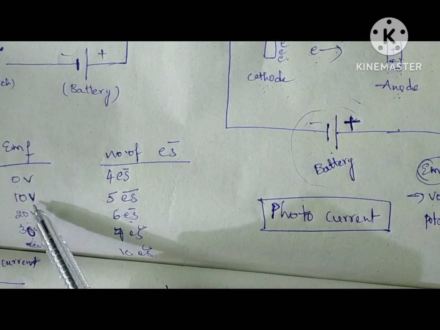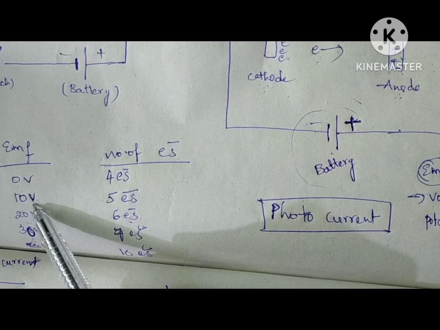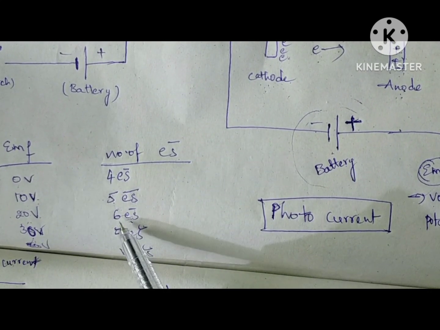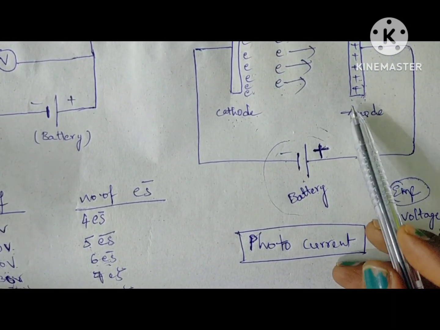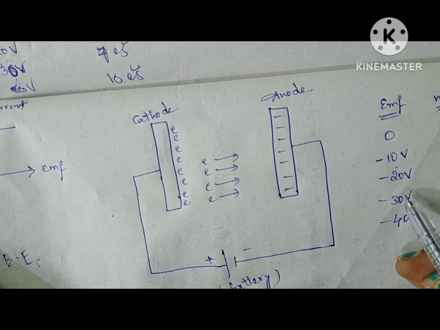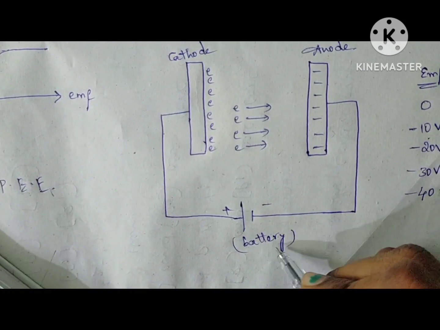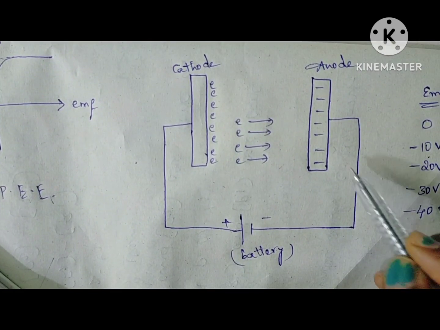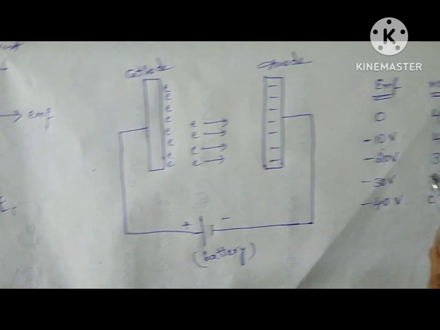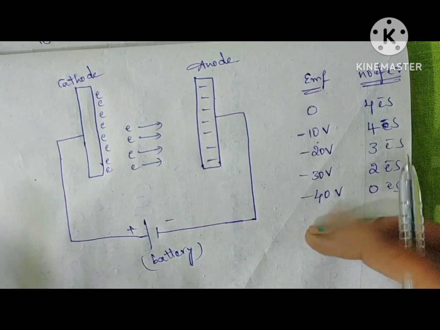See, if we increase the voltage, if we increase the EMF level to 10 to 20 volts, one more electron is added to the anode. But in this case, if you reduce the voltage level, that means if you reduce it to minus 20 volts on the battery, in the anode one electron is reduced, one electron is collapsed, so only 3 electrons remain in the anode. So let's see one more thing.